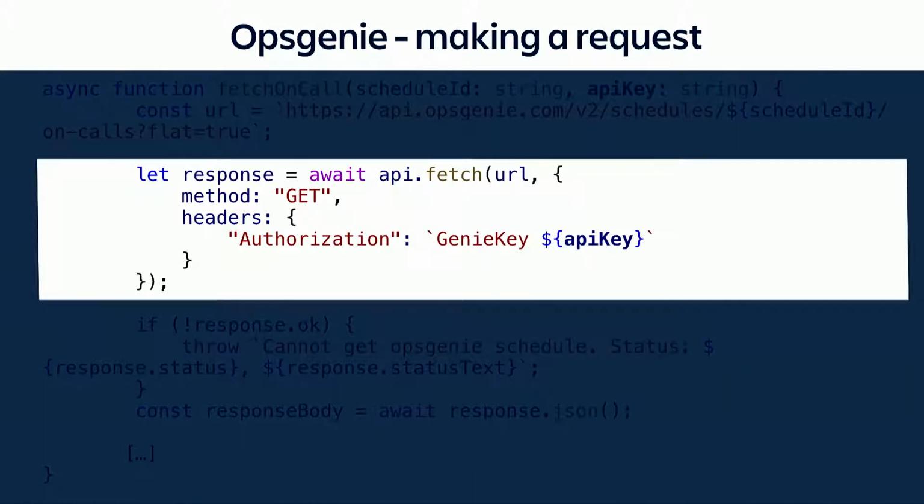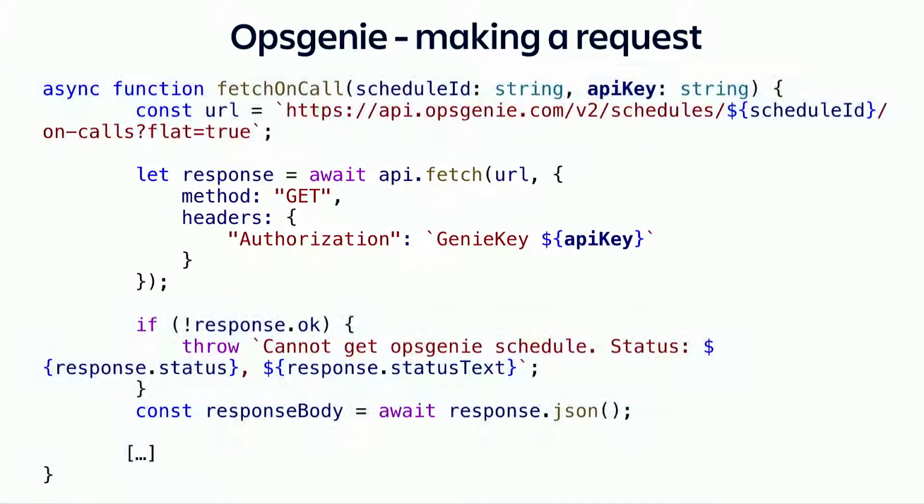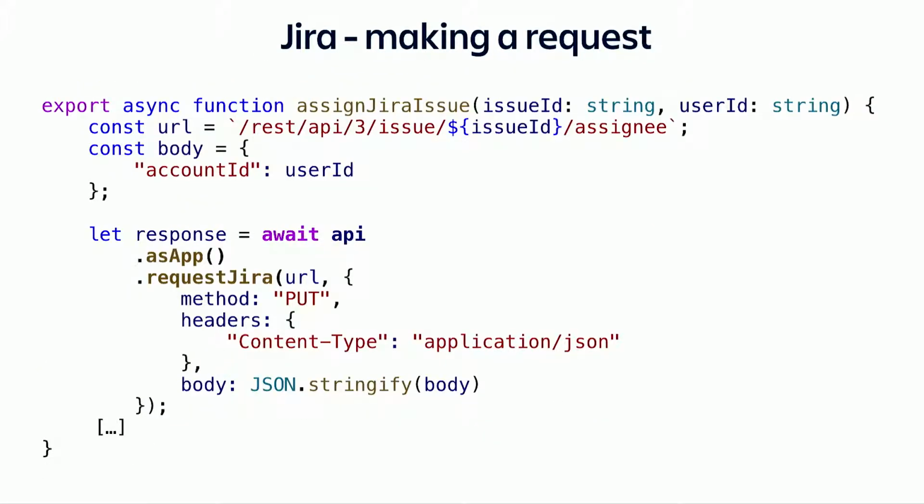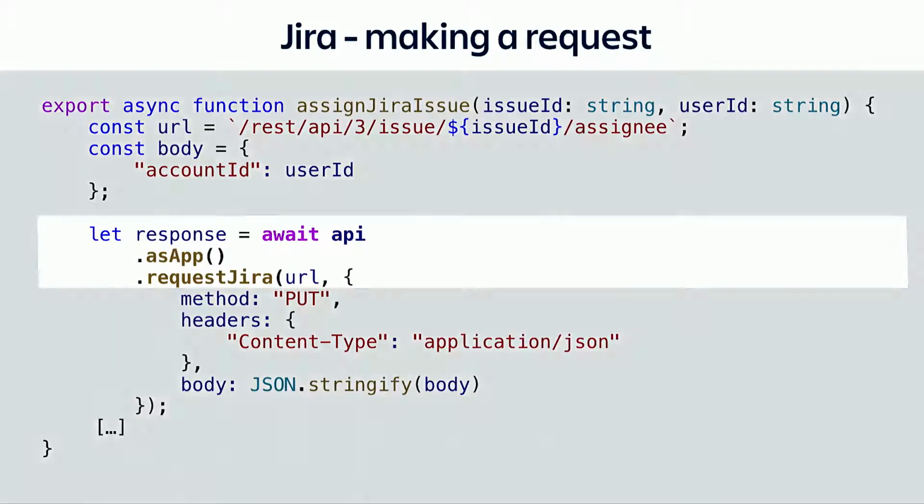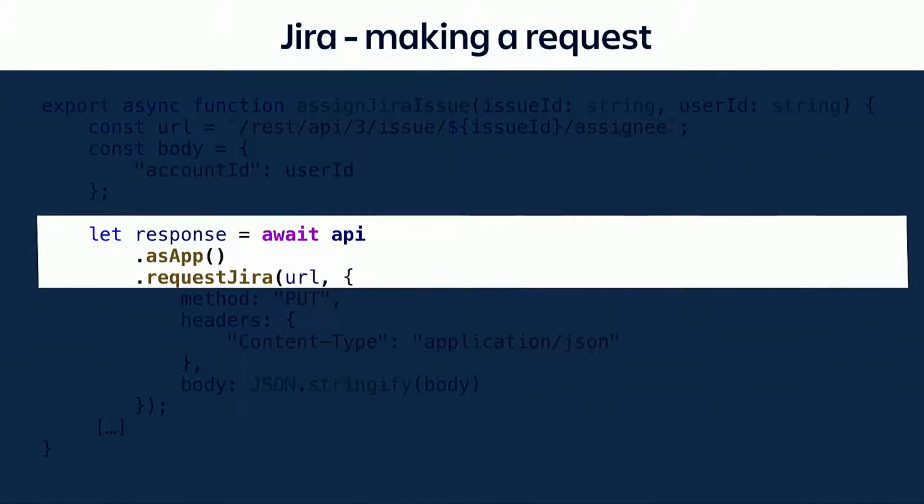So we're just going to use api.fetch, which is a standard fetch method, also available in the browser, and we're going to put this authorization header to authenticate our request. And then it's just a matter of parsing the response and extracting the proper email. Making a request to Jira is simpler because we don't have to do any authentication. We can just call the API directly using api.asApp. And this will authenticate our request as the current app user.